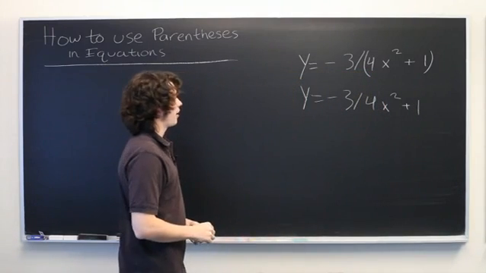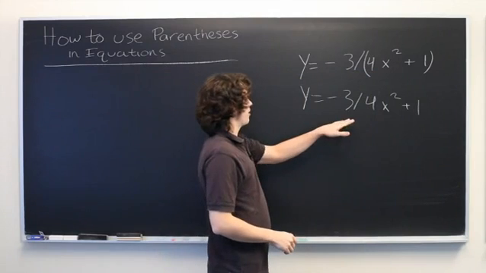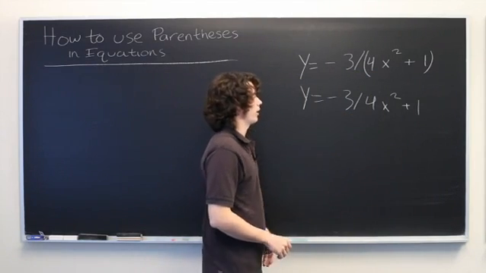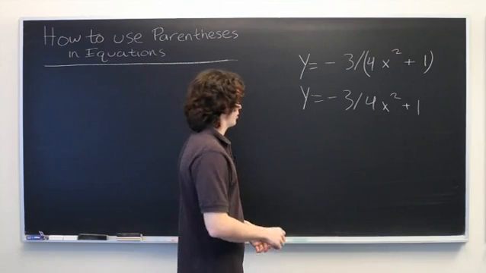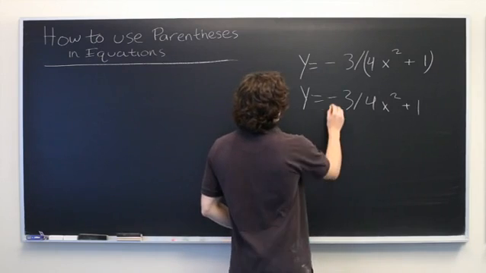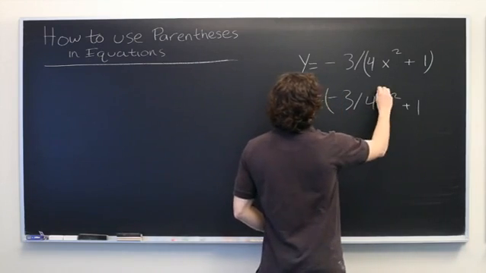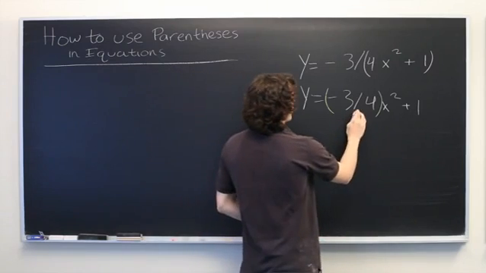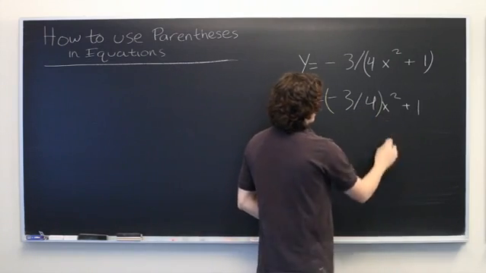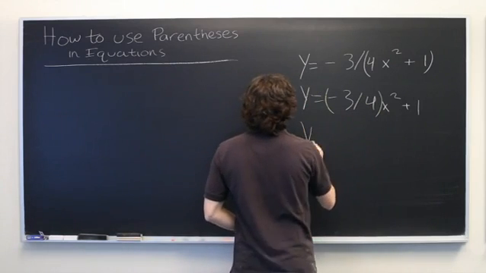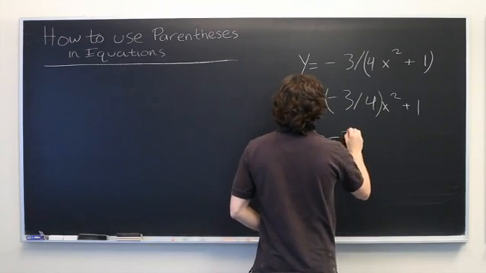Let's say that this time, what we know ahead of time is that negative 3 over 4 is a coefficient for x squared. That x squared is not in the denominator. Well, we can make that clear by simply putting parentheses around the coefficient to avoid implying that this division sign applies to the x squared. Easy enough. What are some other interpretations we might have?